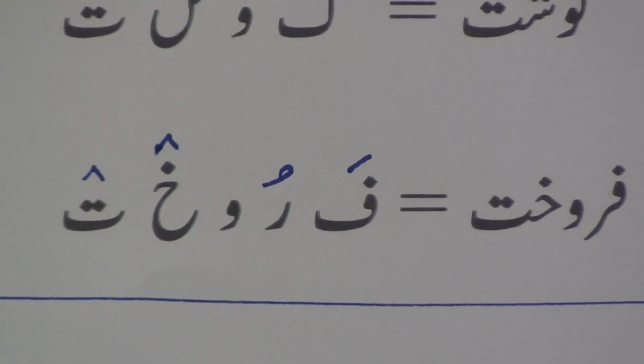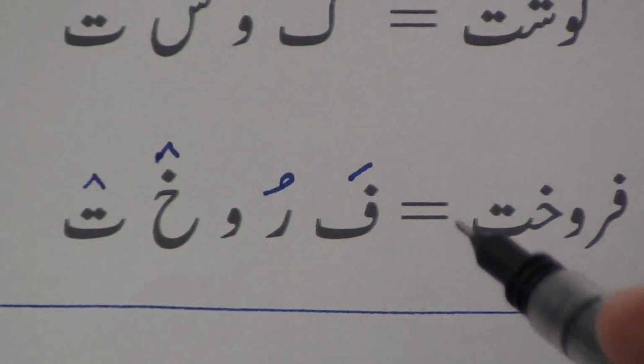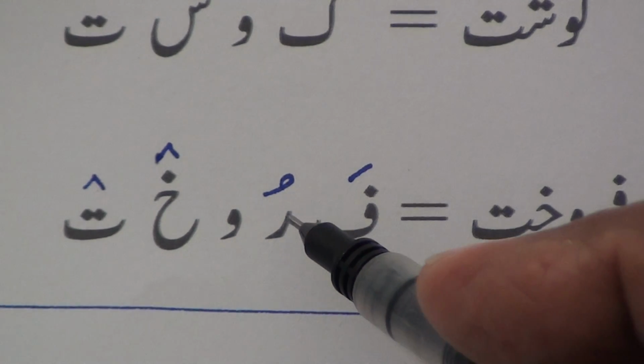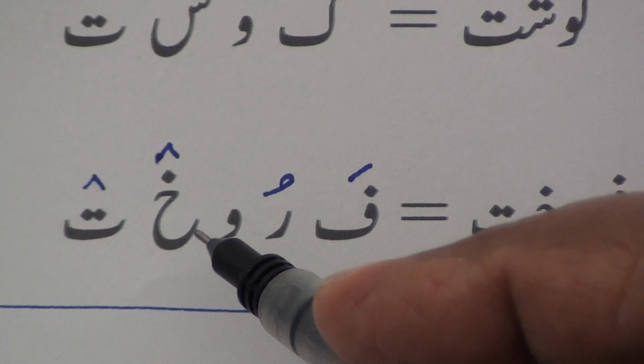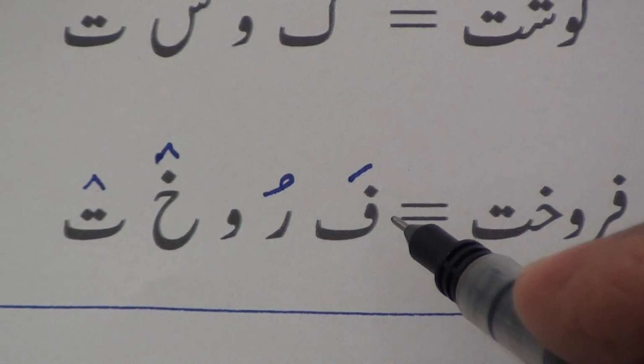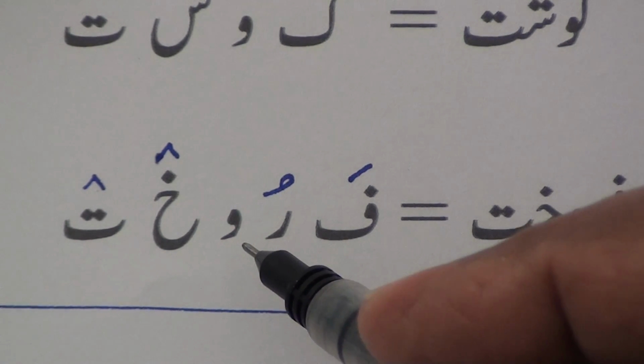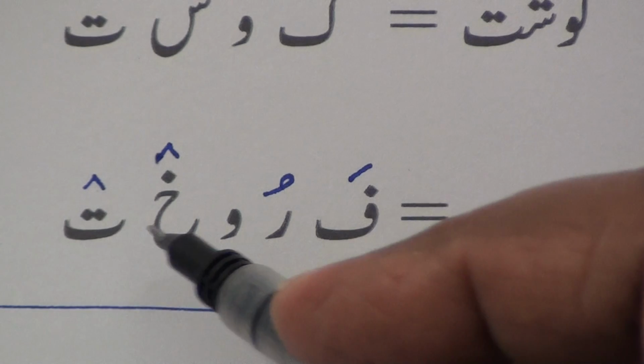And now try to read this word. It has 5 letters: Fe, Re, Vav, He, Te. Fe is over Fa, Re pesh vav is Ro, and He, Te.